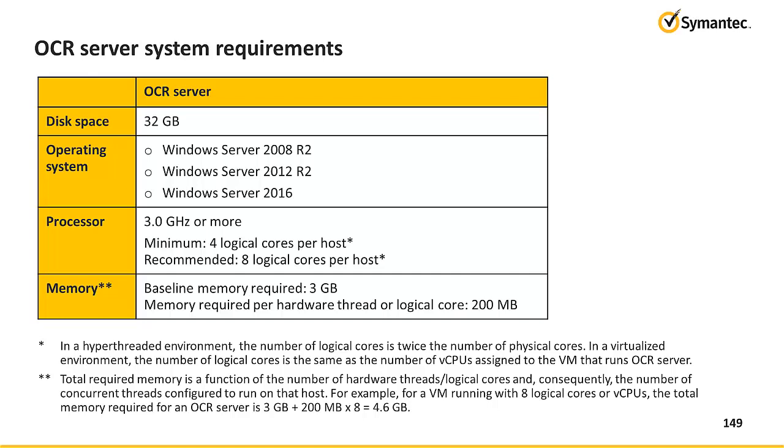Also note that the total required memory is a function of the number of hardware threads and logical cores, and consequently, the number of concurrent threads configured to run on that host. For instance, for a VM running with 8 logical cores, or vCPUs, the total memory required for an OCR server is 3 gigs plus 200 megabytes times 8, which equals 4.6 gigs total.